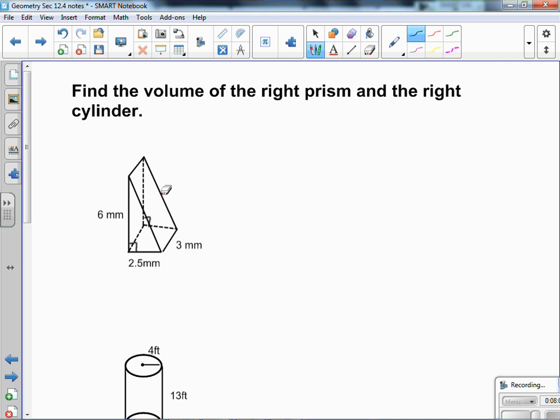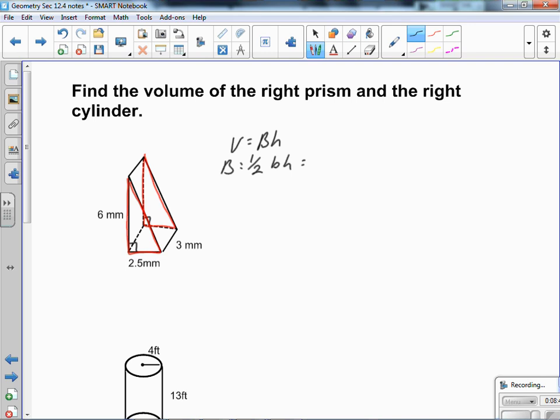So those two triangles there will represent the bases, since they're the two congruent figures that are parallel to each other. So to find the volume of this right prism, we're using the formula, volume equals area of the base times the height. And in this case, our base, as we've identified it, is a triangle. So within the triangle, the formula is 1/2 of the base times the height.